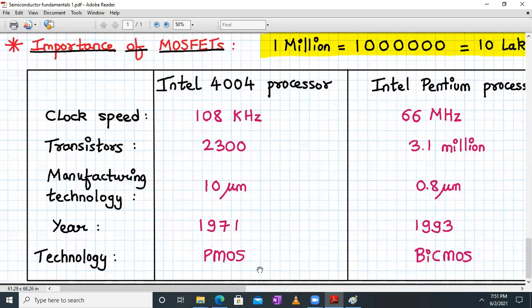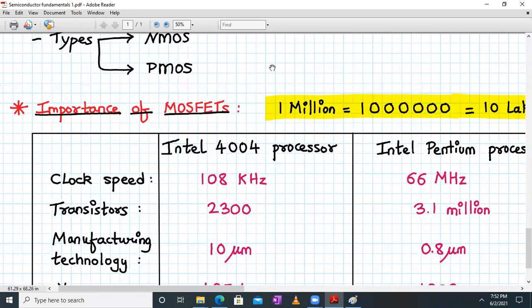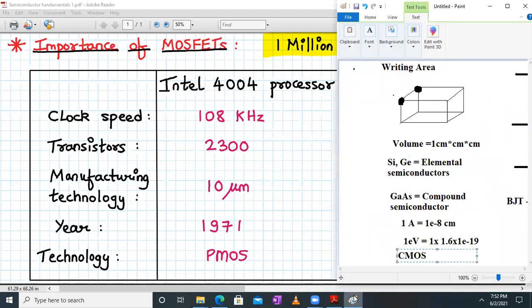The technology used was PMOS technology, and the manufacturing technology was 10 micrometer. So in a MOSFET, we have channel length, the distance between the N plus regions. The length of the N channel over here is the manufacturing technology length. This 10 micrometer means just that: L, the channel length.